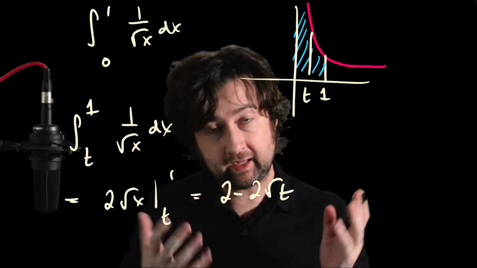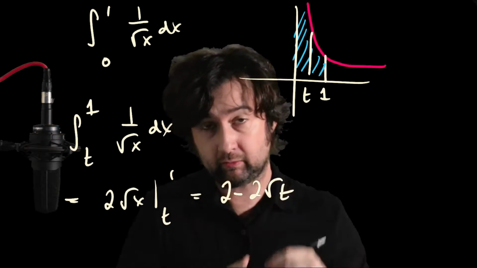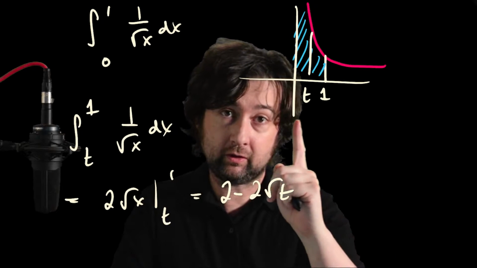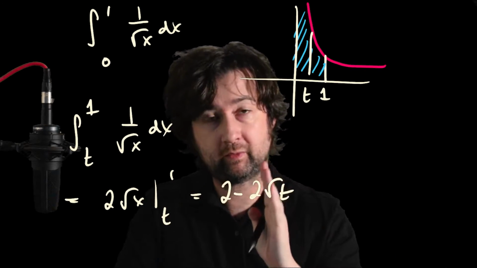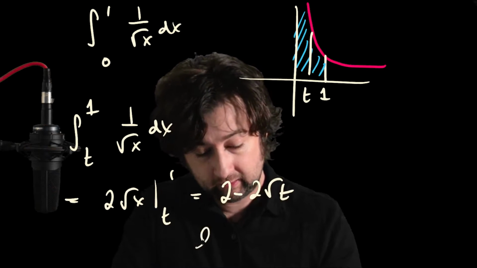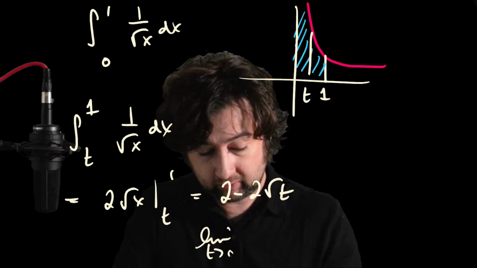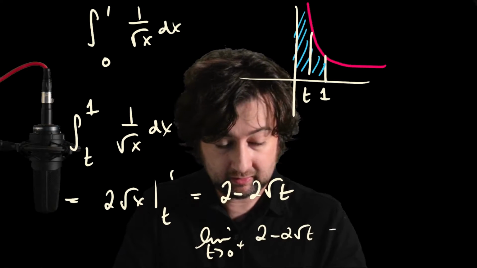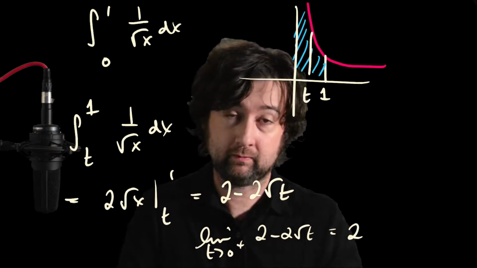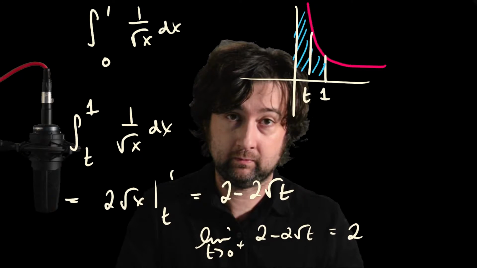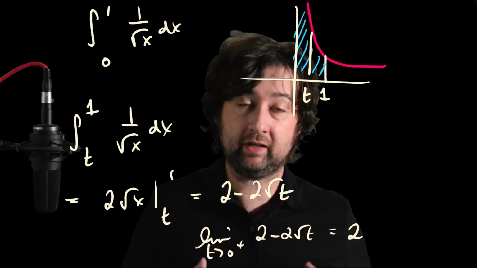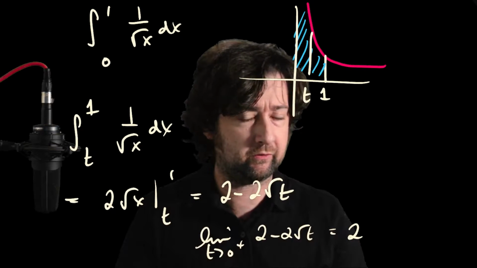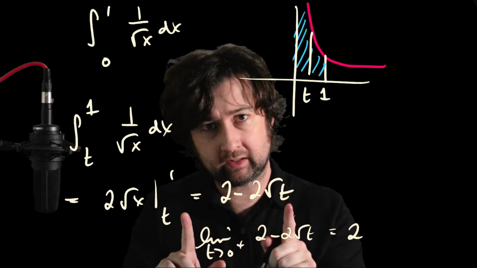Now, that holds for every t between 0 and 1. What happens if I let t get closer and closer to 0, as long as I'm doing it from the right-hand side? The limit as t goes to 0 from the right of 2 minus 2 root t is equal to 2. So this area can be meaningfully interpreted even though there's an asymptote involved, because there's this limit that makes sense.